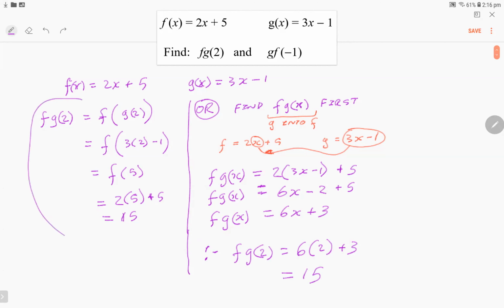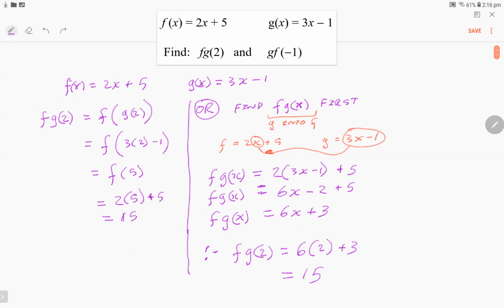I prefer this way. If they don't ask me to find f of g first, if they don't ask me for that, I am doing it this way. For me, it's quicker. I'm just working with the numbers.